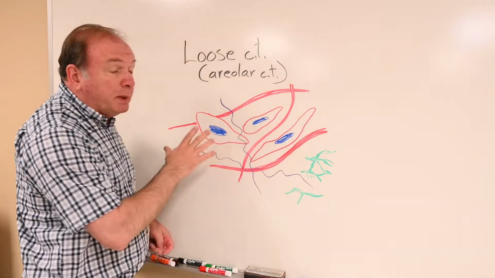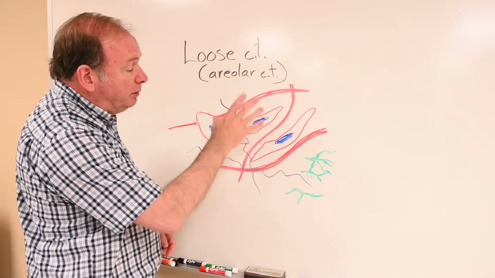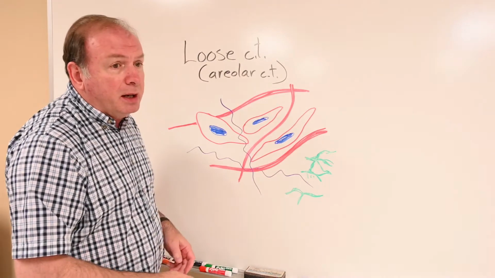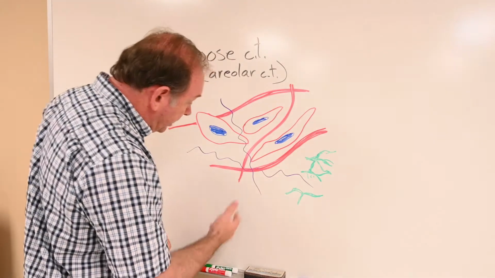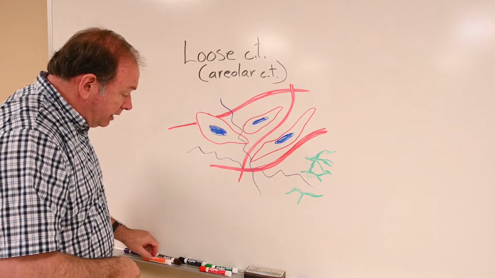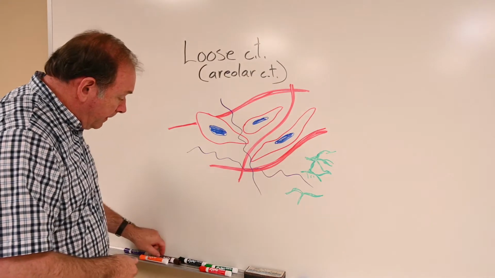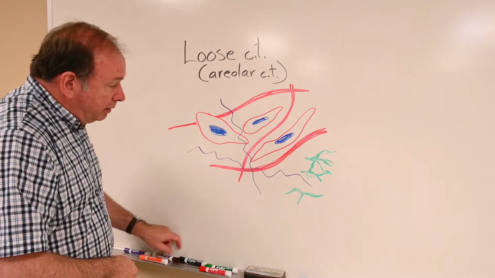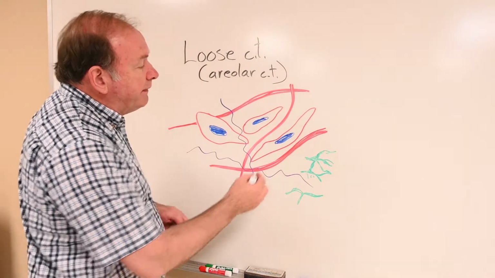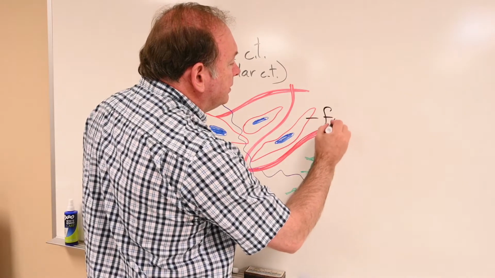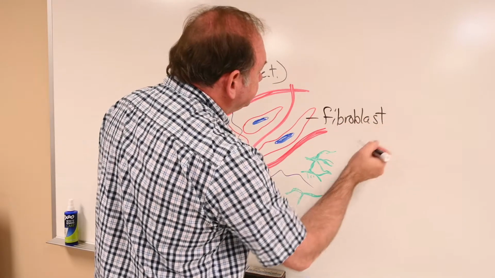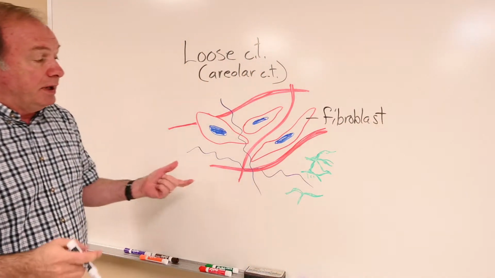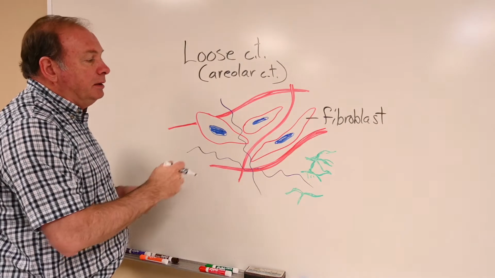And the rest of the space in there that's not a cell or a fiber is taken up by a watery fluid, sometimes more of a sticky, sap-like fluid, but anyway. So let's label a few things here. We know we've got fibroblasts, which make up the native cells of the tissue.